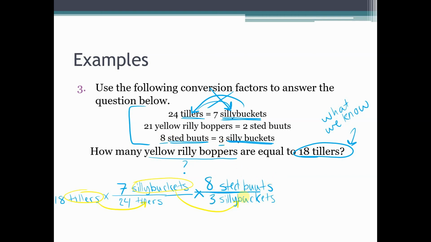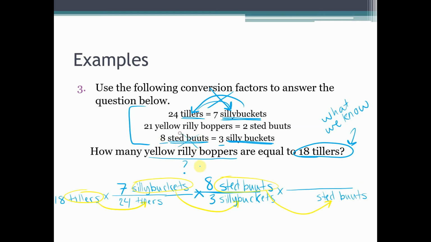Now we have stead buttes in the top. That is not what we are looking for. We are looking for yellow really boppers. So we're going to do times another fraction. What goes up must come down. So we will put our stead buttes in the bottom. And to figure out what goes on top, we'll go look at our conversion factors again. So we've got stead buttes down here where we just found them.